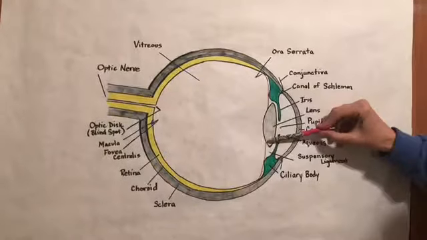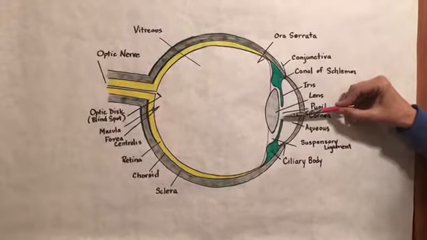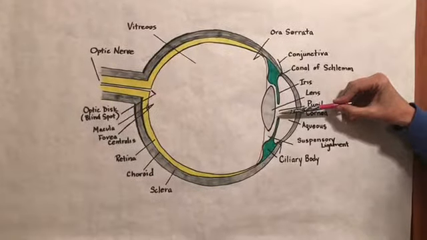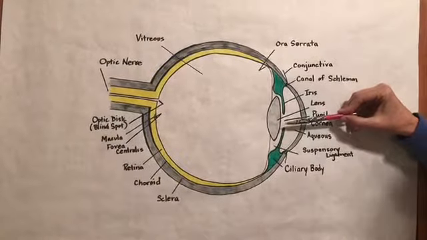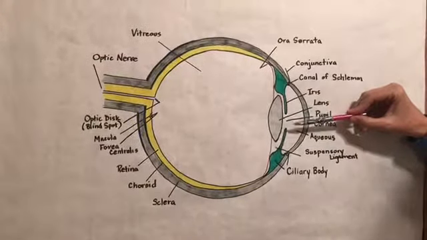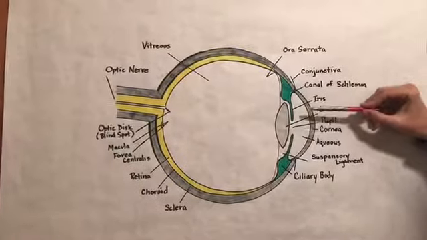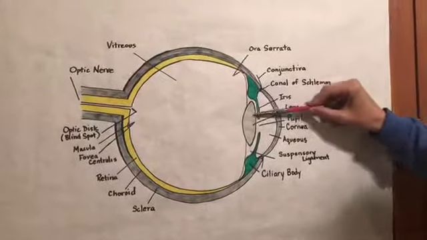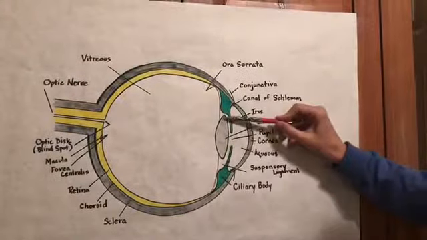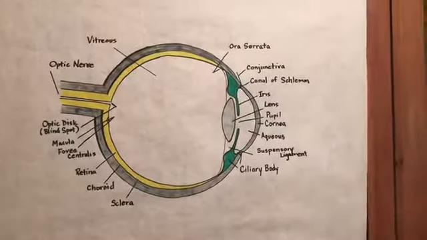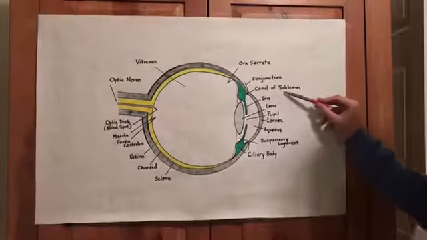The lens, this is this oval piece right here. It's a transparent structure of the eye that focuses light by changing its curvature. It provides secondary refraction after the cornea and is located behind the iris. And as you're looking at something close up, this disc will fatten, and as you look somewhere far away, it will thin out.